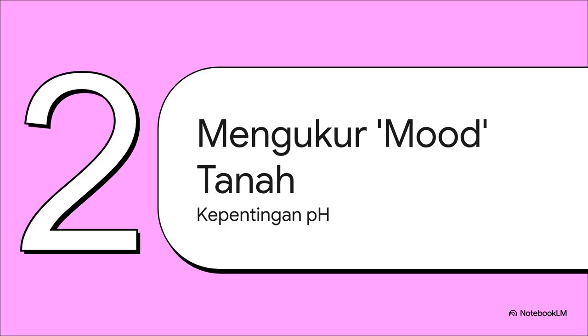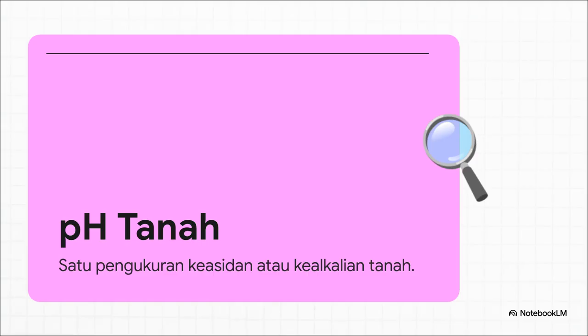But a soil's personality isn't just about its physical texture. We also have to understand its chemistry, or what you could call its mood. This mood is measured by something called pH, and it is absolutely critical for plant health. So, what exactly is soil pH? Simply put, it's a measurement of how acidic or alkaline the soil is.